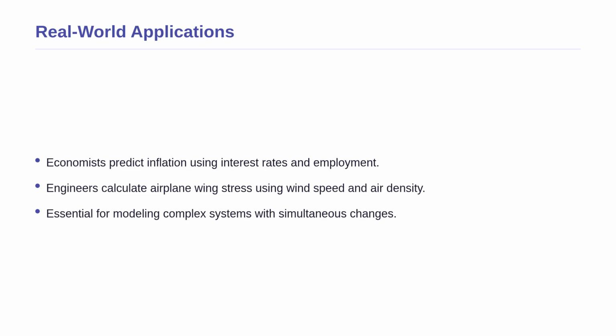Now that we can visualize these functions, why are they so important? Functions of several variables are the absolute foundation of modern science and engineering. In the real world, nothing happens in a vacuum where only one variable changes at a time. An economist uses them to predict inflation based on interest rates and employment changing simultaneously. A mechanical engineer uses them to calculate stress on an airplane wing depending on wind speed and air density. Without them, we could not design safe buildings or predict the weather.